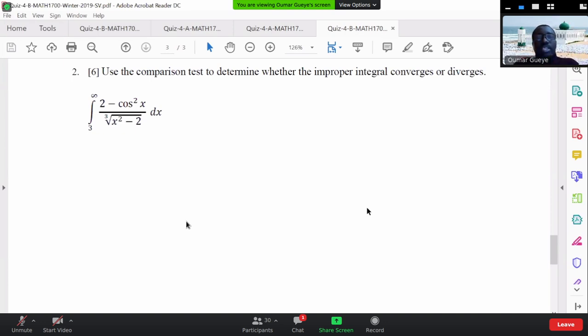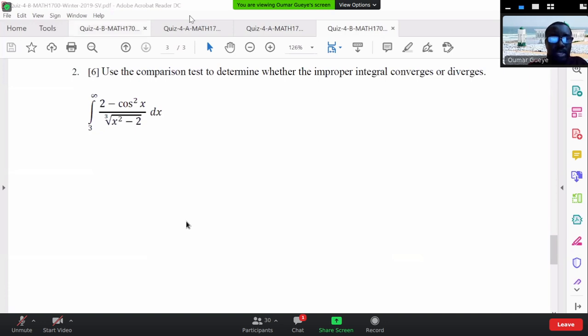All right, so let's see how to solve it. In this case, you don't have to calculate like the previous question. You have to use the comparison test and prove whether or not this integral is convergent or divergent.